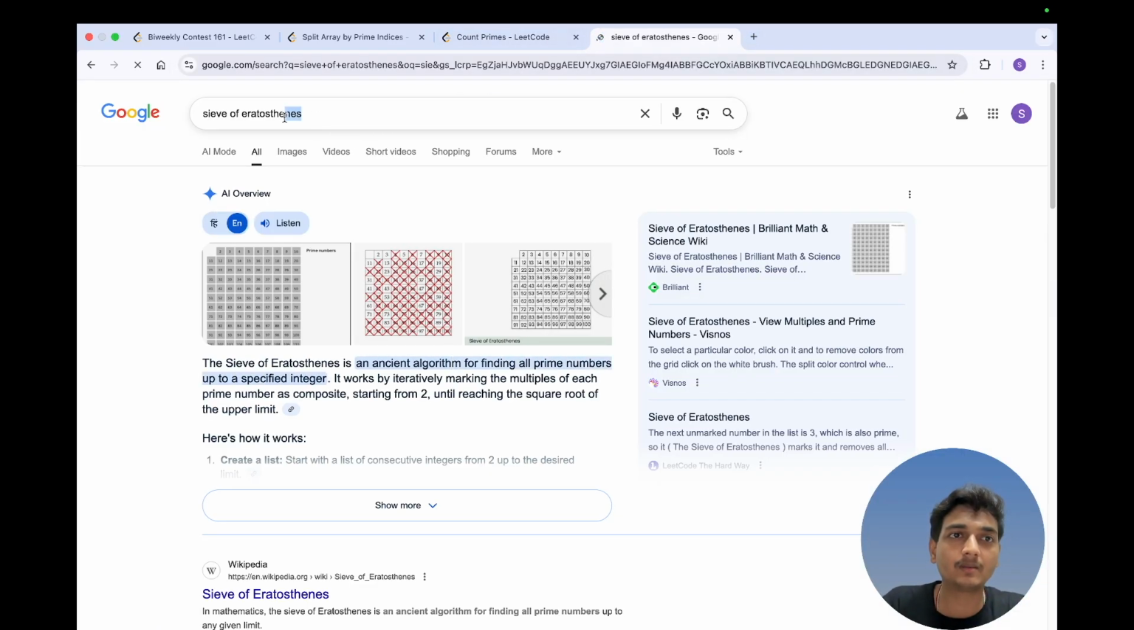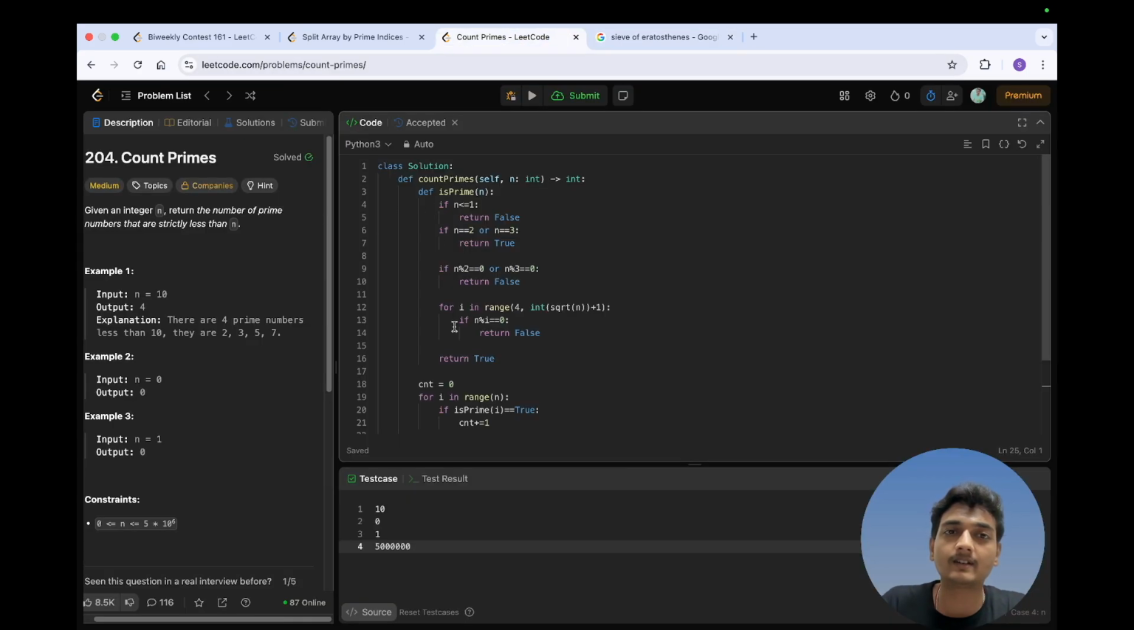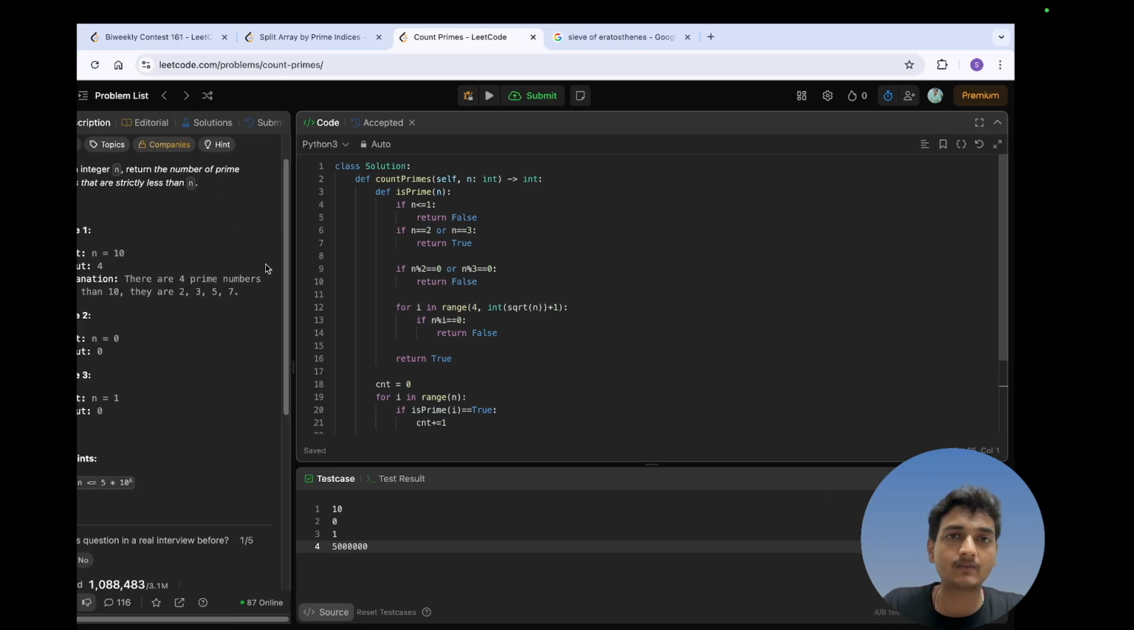So this concept we'll be learning today, what it is and how it helps optimize prime calculations and all. So here I have opened one question from LeetCode, and in that question, what we have to do.